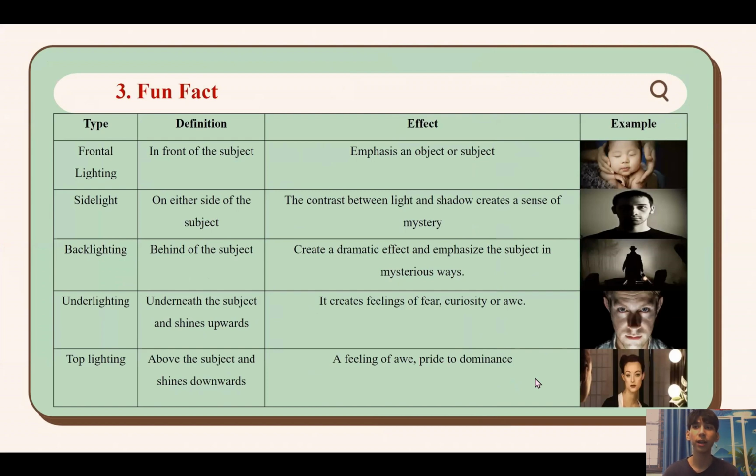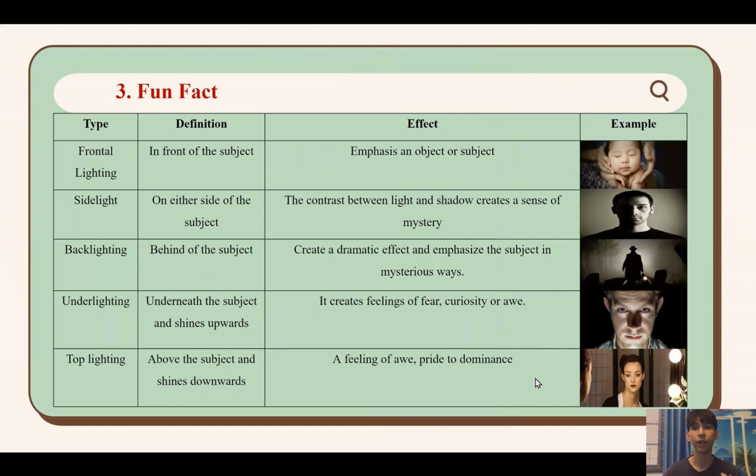The next one is underlighting. So it means that the light is put underneath the subjects and shines outward. So it will create the feeling of fear and it's often used in horror. So you often see this in some horror movies.